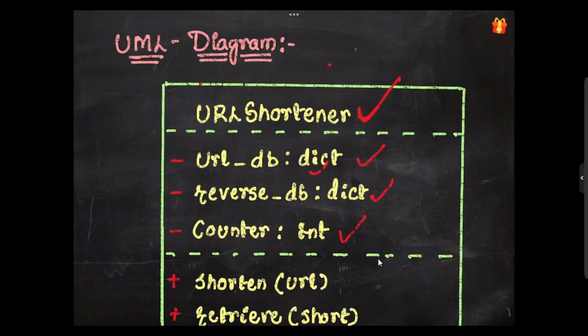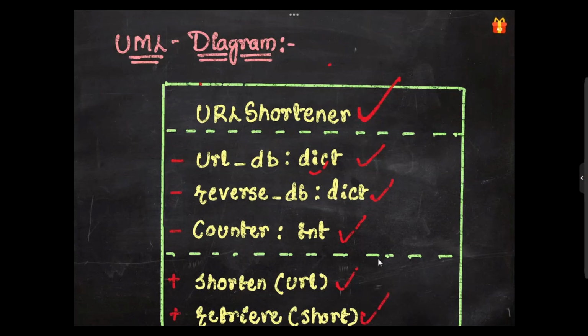We are going with a counter of type int, and shorten and retrieve are the helper methods that we'll be making use of. So this is the UML diagram. The exact same thing will be articulated in the form of code along with the logic.